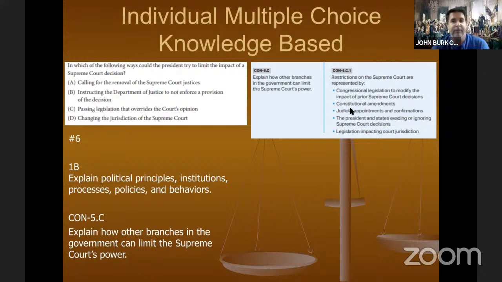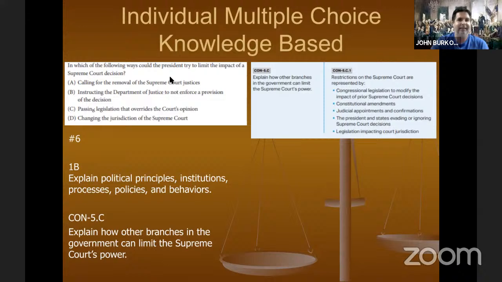I screenshot from the CED, explain how other branches of government can limit the Supreme Court's power. Boom. So we have congressional legislation to modify the impact of a Supreme Court decision, constitutional amendments, judicial appointments, and the president and states evading or ignoring Supreme Court decisions. Judicial appointments and confirmations include the president, and so does the president evading or ignoring Supreme Court decisions. The constitutional amendment process does not include the president. Congressional legislation is also pretty much just Congress. And of course, legislation impacting court jurisdiction, that's again Congress. Calling for the removal of a Supreme Court justice. Could he call for it?